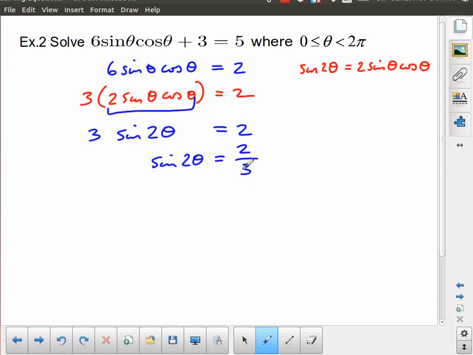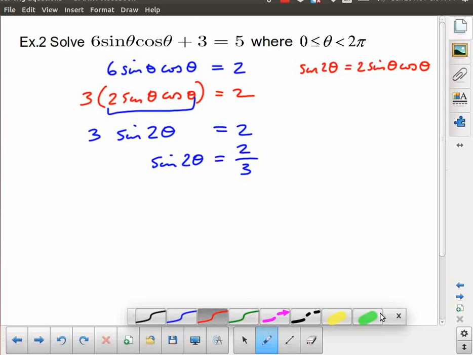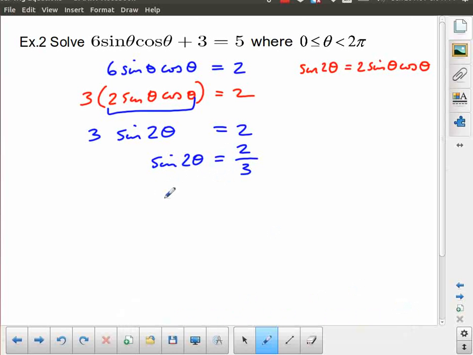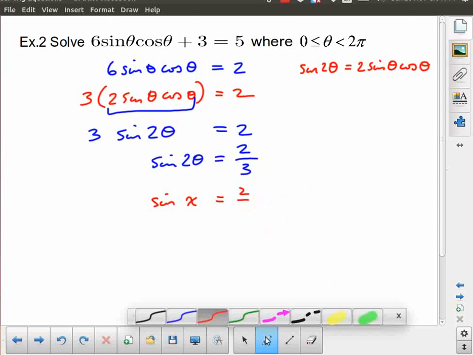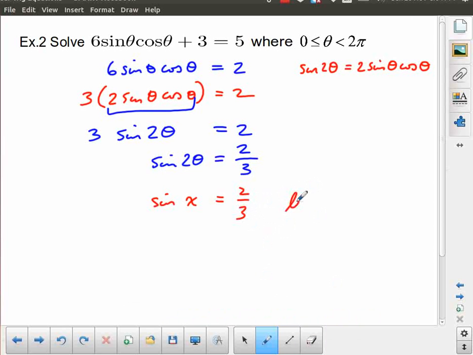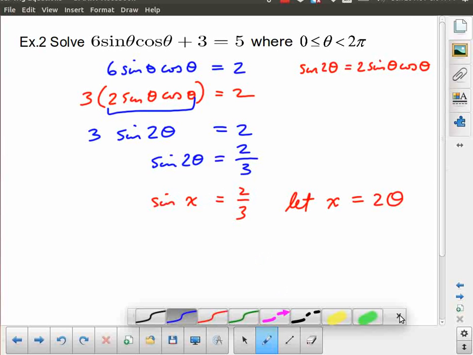Now we're once again going to apply the same next steps, but I'm going to recommend, until you're really comfortable with this, that the next thing you do is a substitution. So I'm going to say let sine x equal 2/3. So what I'm essentially doing is saying let x be equal to 2 theta. I'm taking away this potentially confusing part to start with, and I'm just going to solve this equation first. So I've done that extra step.